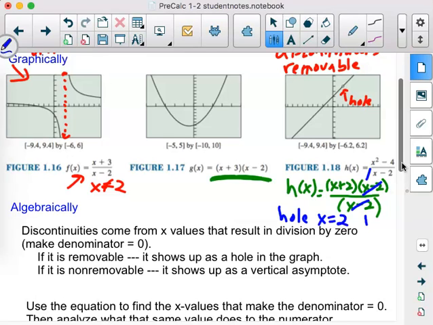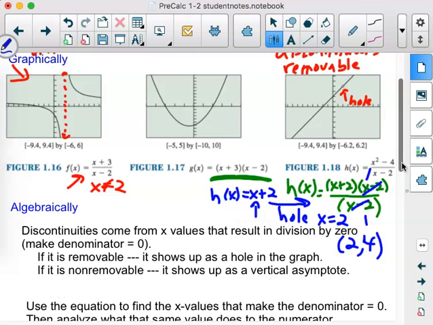And then to figure out what the y value would be for that hole, we would take a 2 and we would put it back into the simplified function. Well, this was the simplified function right here when I canceled out those x minus 2's. So now it's h of x equals x plus 2. I put a 2 in here. 2 plus 2 is 4. It will have a hole at the ordered pair 2, 4. And that's another thing we have to be able to do. So if we can cancel numerator and denominator, those zeros cancel out, then we have ourselves a hole.